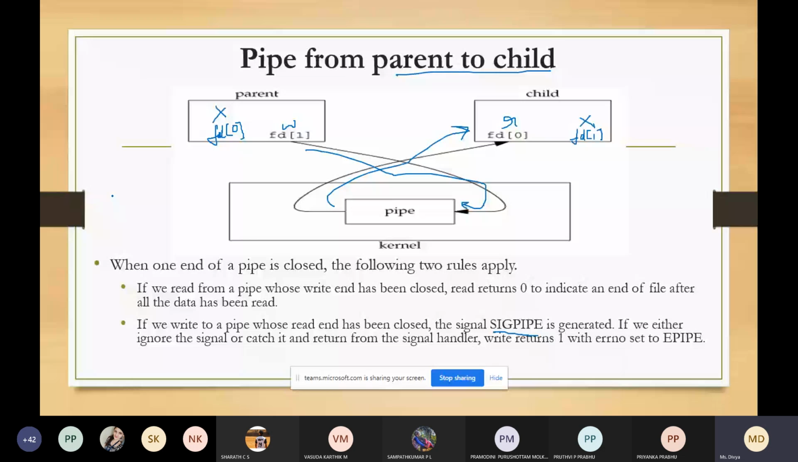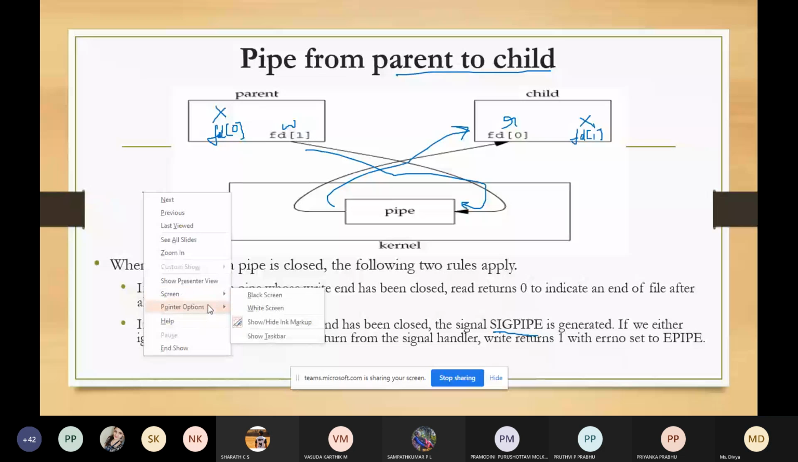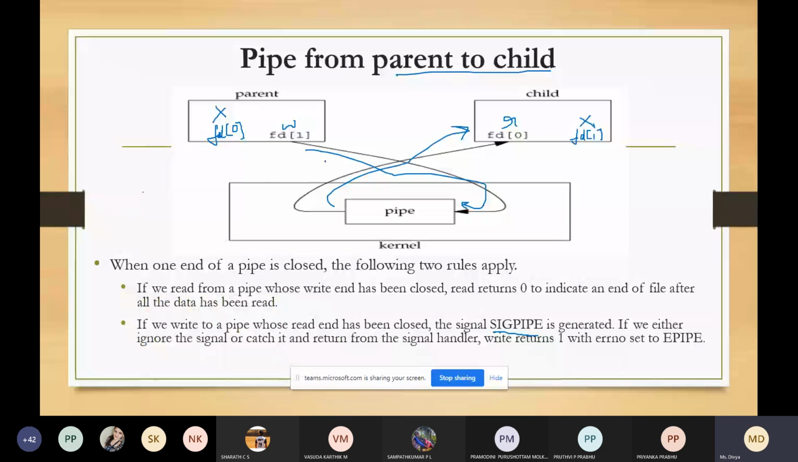So what this rule is telling us is that your process is trying to read a pipe. Here the child is trying to read from the pipe. But if the write end is closed, there is no data coming into the pipe. Then what happens? Read returns 0, because there is no write end and no data is available in the pipe.